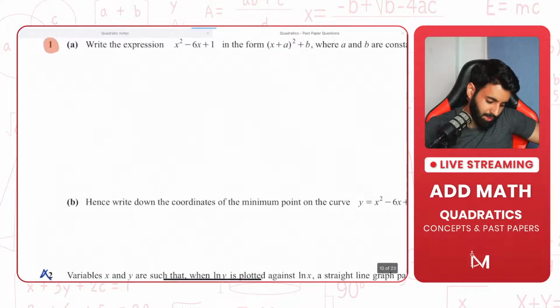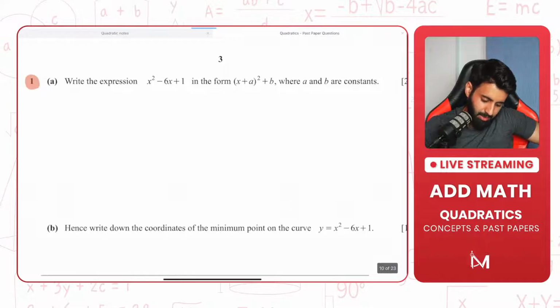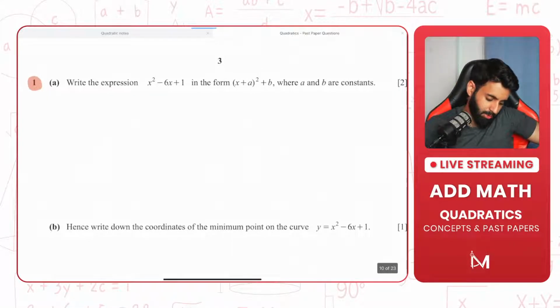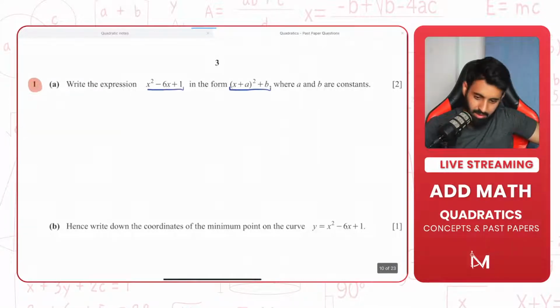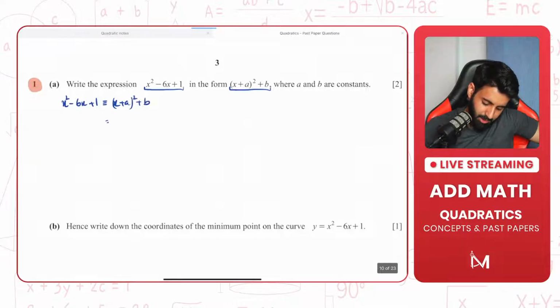This question says write the expression x squared minus 6x plus 1 in this form where a and b are constants. You can do this through identities, or through the method that we do in math. It's really up to you. If you do it through identities, x squared minus 6x plus 1 is identical to x plus a, the whole thing square, plus b. So this becomes x squared plus 2ax plus a squared plus b.